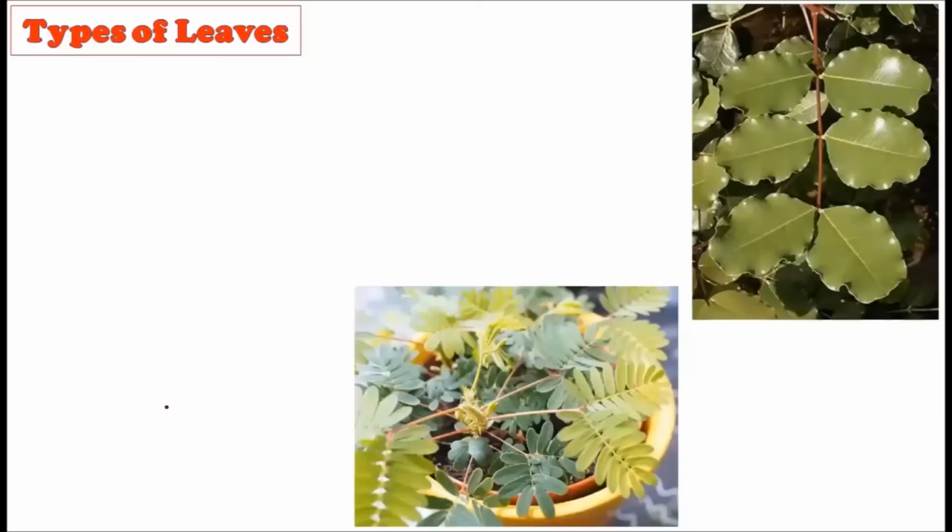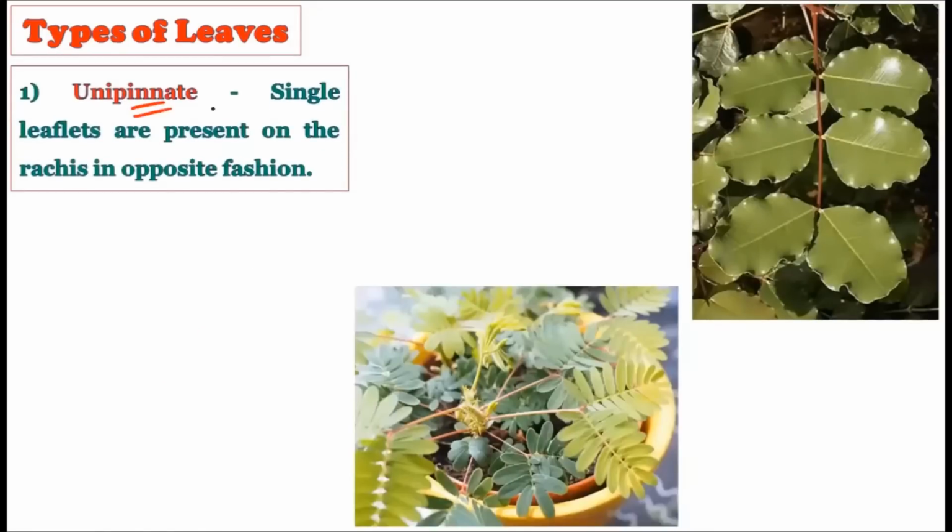All right, now let us consider the unipinnate. Now see, the unipinnate leaves are those in which single leaflets are present on the rachis in an opposite fashion. Just like you observe in this particular picture. Here a single rachis is there, and on this single rachis there is an opposite presence of the leaflets. Then such a compound leaf is called the unipinnate leaf. Such a kind of arrangement is called the unipinnate arrangement.